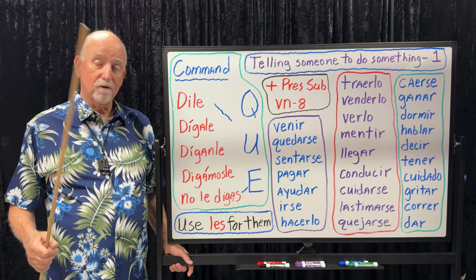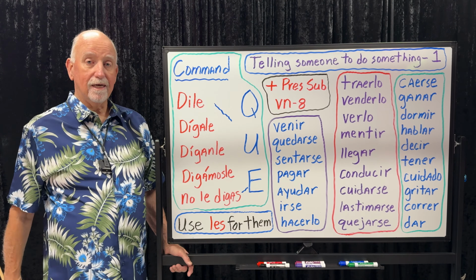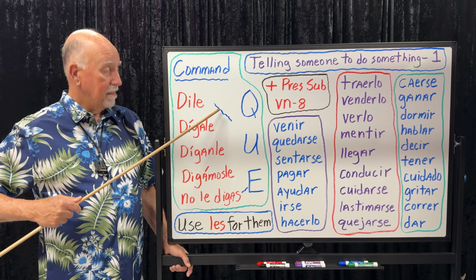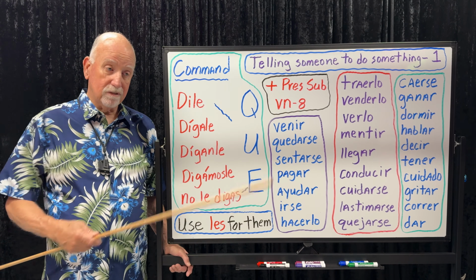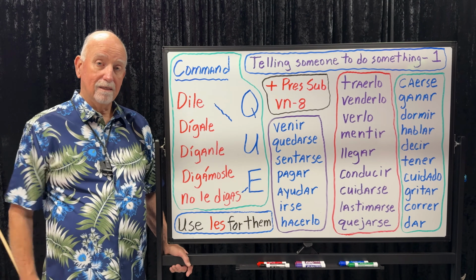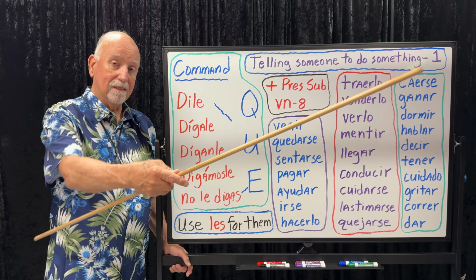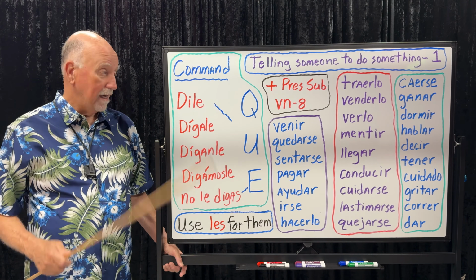Mentir. I-E stem changing verb, right? Tell them not to lie. Diles que no mientan. Dígale. Tell her not to lie. Dígale usted, por favor, que no mienta. Dígale usted a él que no mienta. Please tell him not to lie.